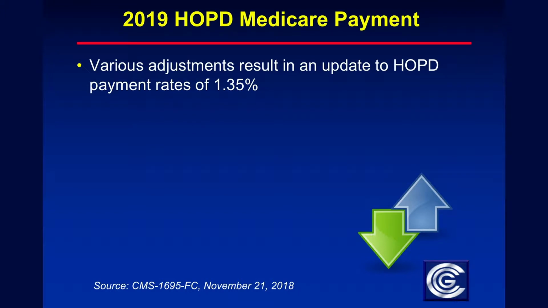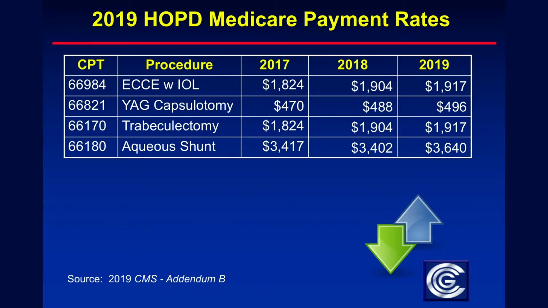CMS also updated its Medicare facility fee schedule for hospital outpatient departments. Like all of the other fee schedules, there was a small change. For hospital outpatient departments, the result was a positive 1.35% adjustment. Representative Medicare hospital payment rates for 2019 are shown in this table. Note that there are only small changes for all of the common ophthalmic procedures.